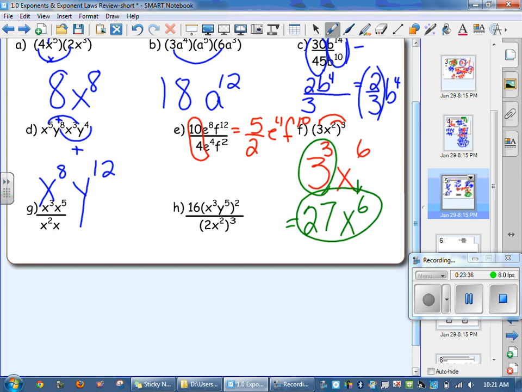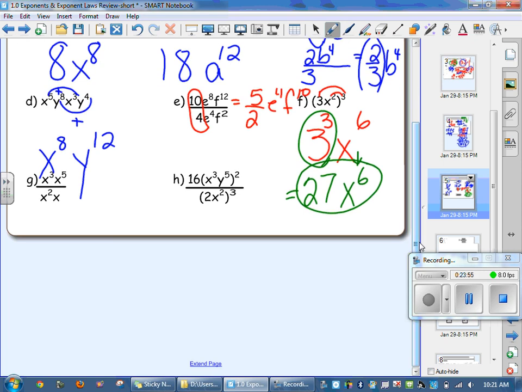Letter G and H have x's on top and bottom. So we are going to simplify top, simplify bottom, and then subtract top to bottom. That's how we solve letter G. On top, when I add my exponents, I'm going to get x exponent 8. On the bottom, adding my exponents, don't forget I have a hidden 1 on the x. I'm going to have x exponent 3. Now my last property is dividing. Dividing means I subtract exponents. That's going to give me x exponent 5. I'm going to subtract the 8 and the 3.